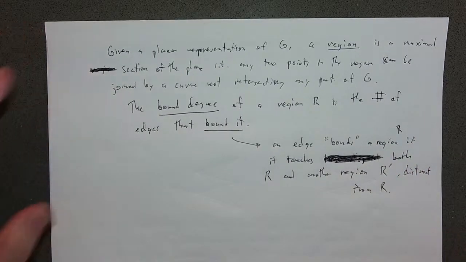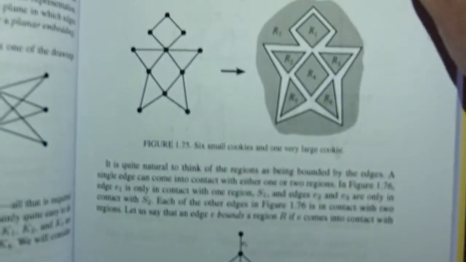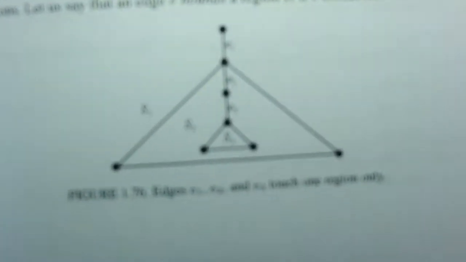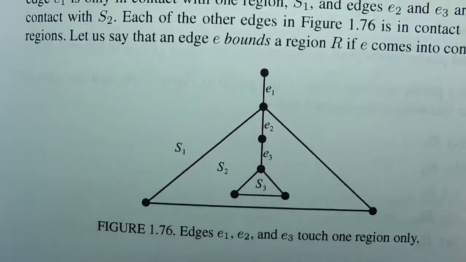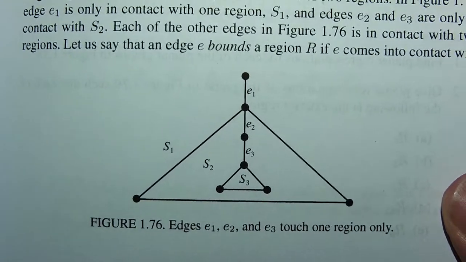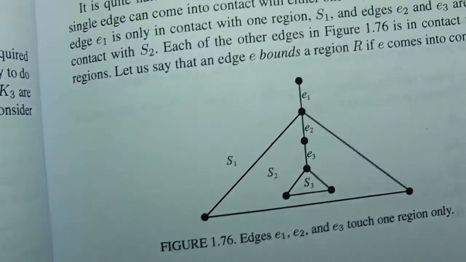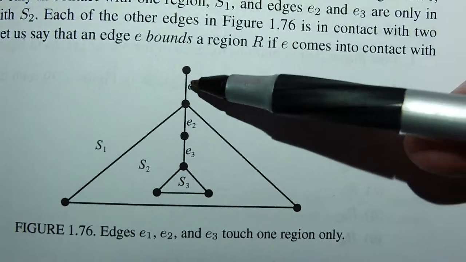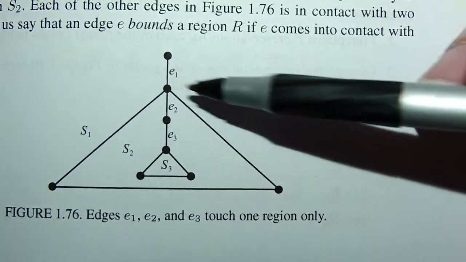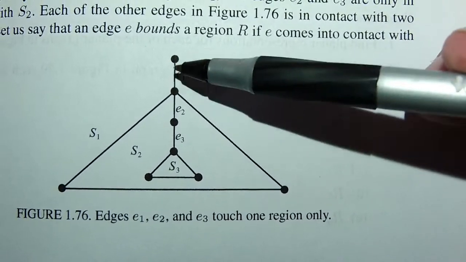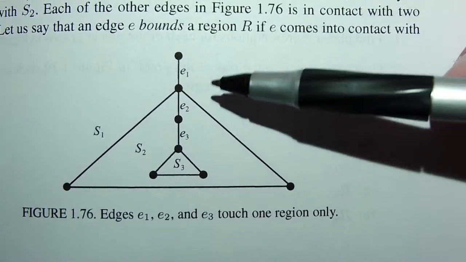This might seem like a very weird distinction to make, but basically here's the idea. We say it bounds a region if it comes into contact with R in a region different from R. So let's look at this example. For instance, the edge E1 bounds nothing. It touches the region S1, but nothing else. We don't consider the edge touching the region at the vertex.